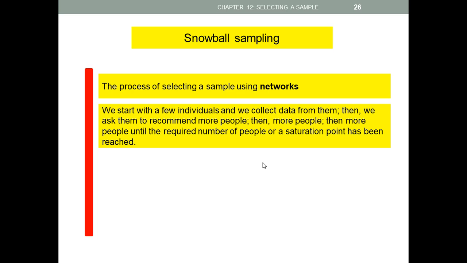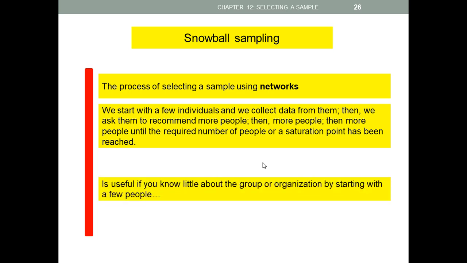For example, we want a snowball of 100 people. We're gonna stop when we have reached the sample size that we have already predetermined. Or in qualitative research, the researcher is gonna stop using snowball in order to recruit more participants if they have reached a data saturation point. So snowball sampling is very useful if you know so little about the group or the organization, by starting with a few people.